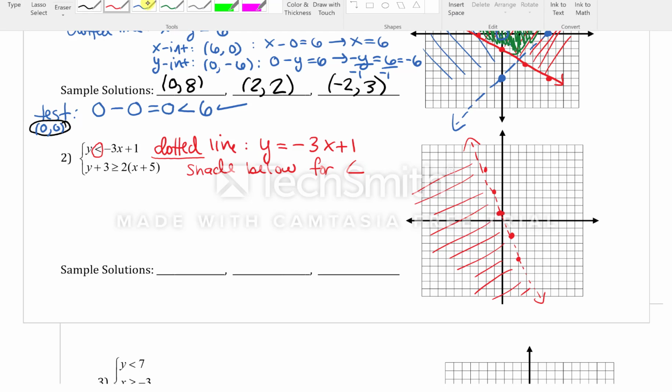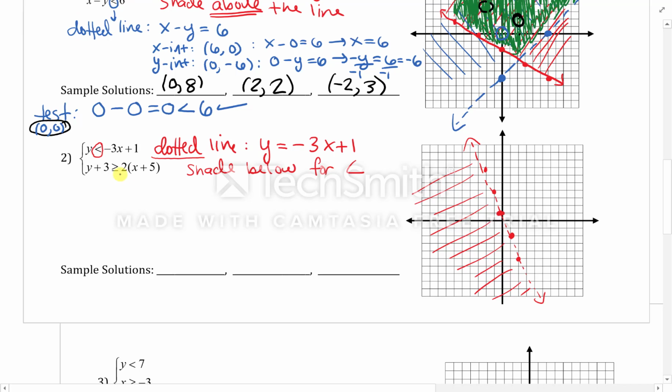Now, the second line, I should say, is in point-slope form. And I recognize that the inequality is inclusive. It has an equal sign. That means I'm going to draw a solid line. That means that the line itself is part of the solution set. And I'm going to graph the equation for the line as if there were an equal sign.